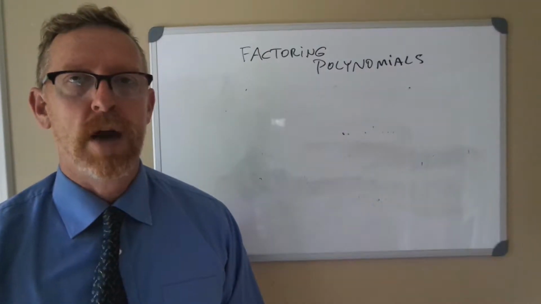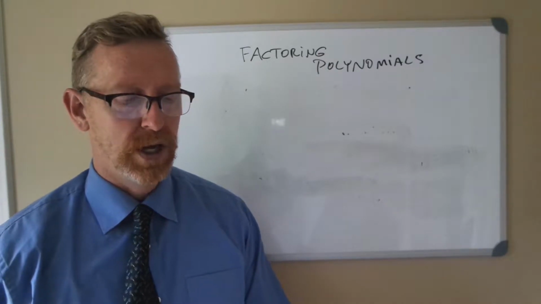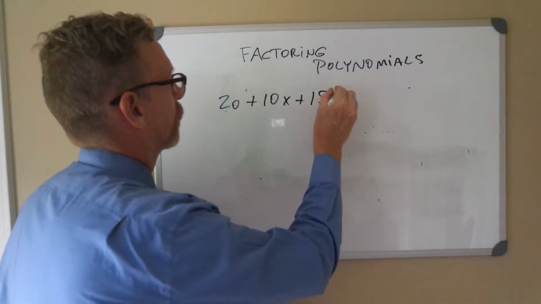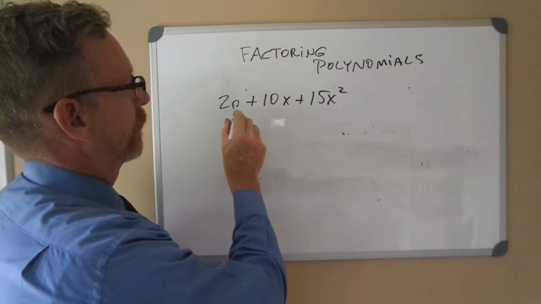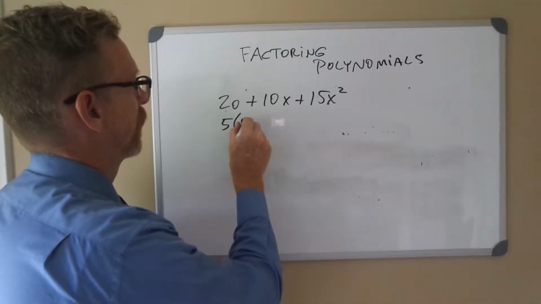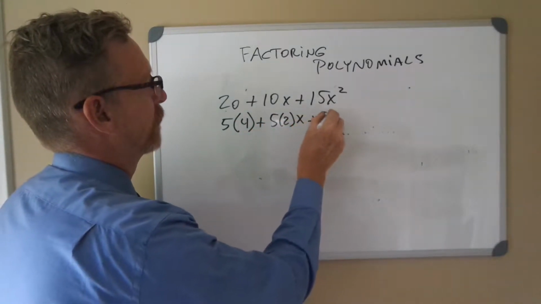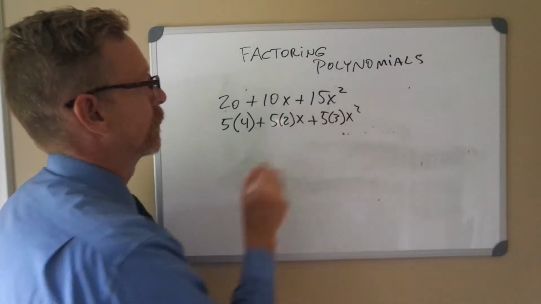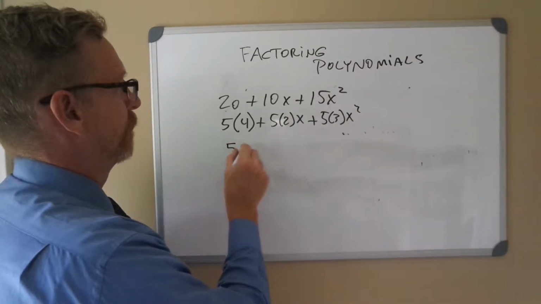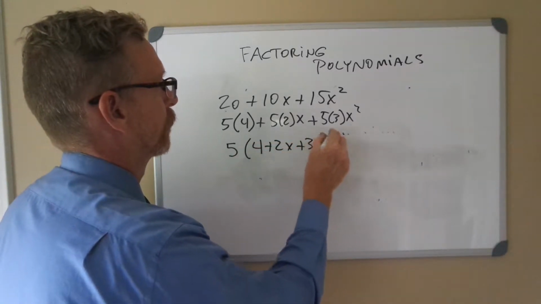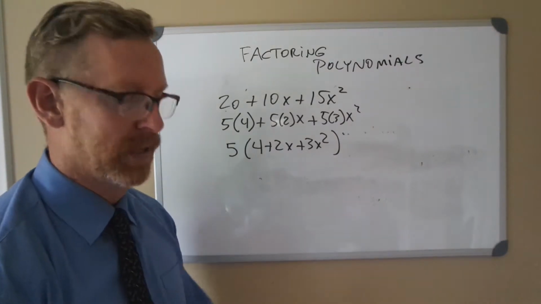So first we'll do the common factors, and we'll start with an example. We have 20 plus 10x plus 15x squared. Here we see that there's a 5, which is the common factor in these numbers. And so we'll rewrite these as 5 times 4 plus 5 times 2x plus 5 times 3x squared. So we can rewrite that as 5 times 4 plus 2x plus 3x squared. And so we factored out a common factor.